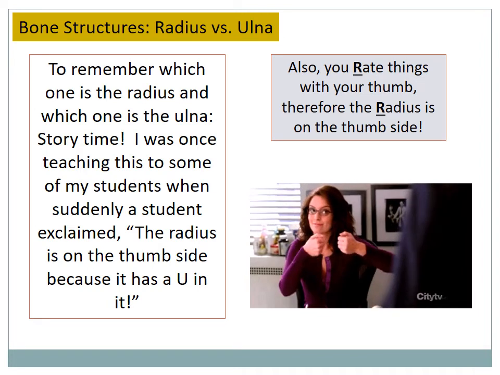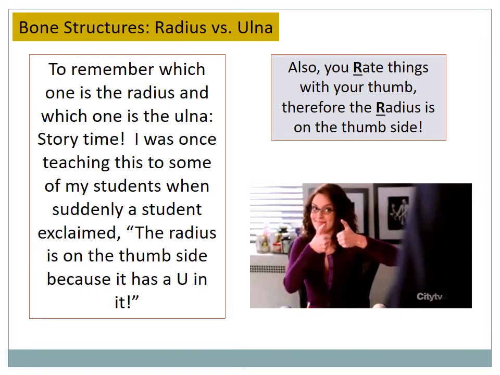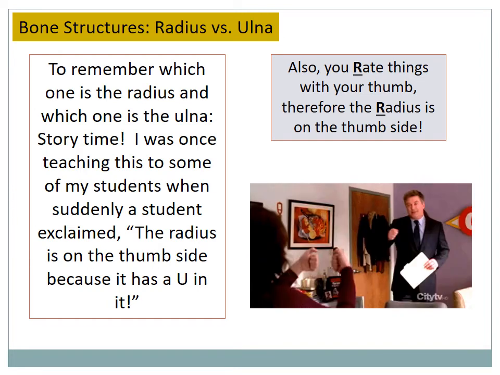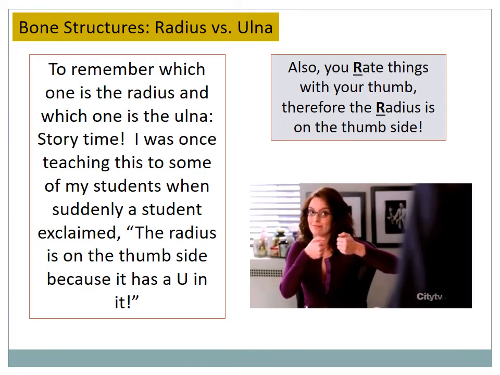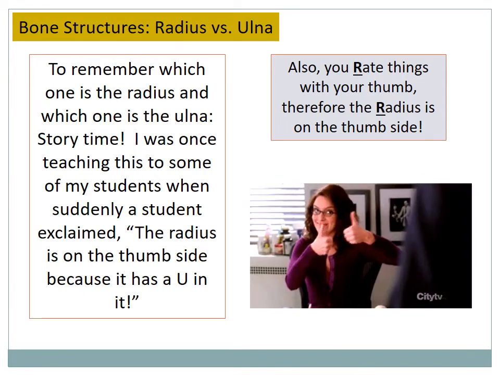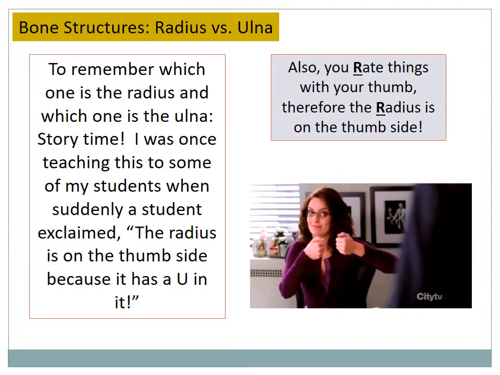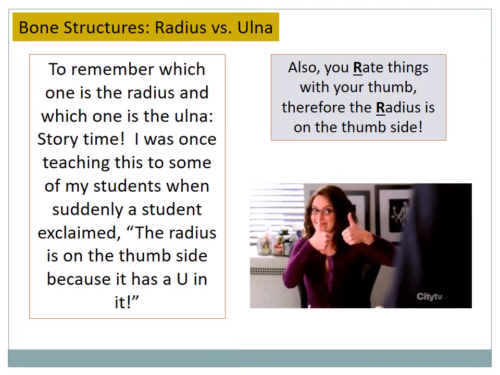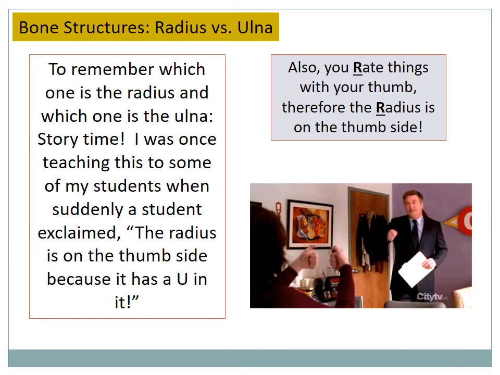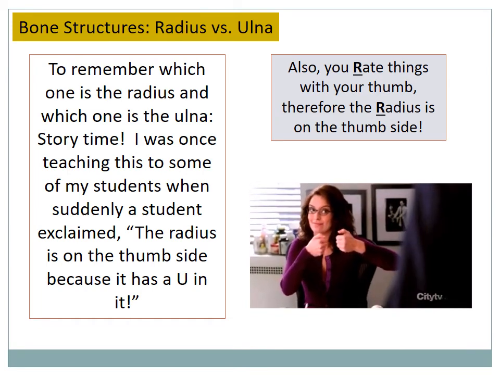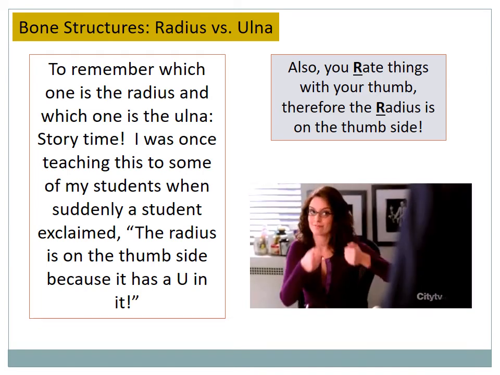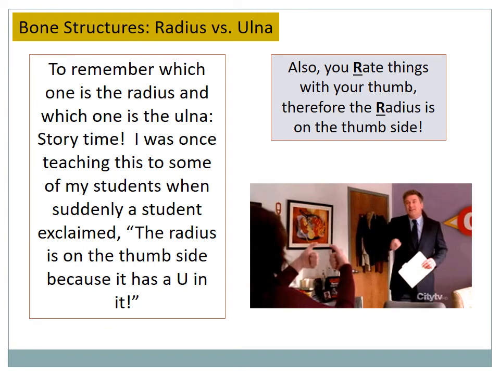Alrighty, so we're going to start with the radius and the ulna here. So the important thing here is the radius and the ulna and which side they are on. So when you look at it, you have to think of it in anatomical position. So in anatomical position with that palm facing forward, your radius is on your thumb side and your ulna is on your pinky side.